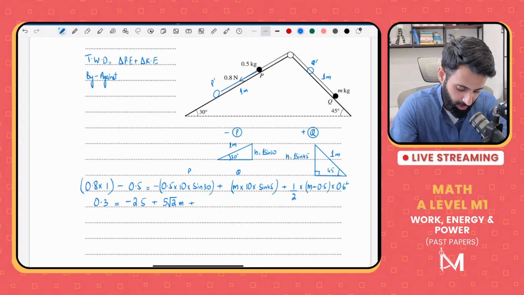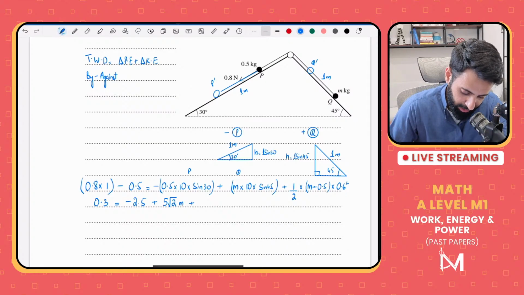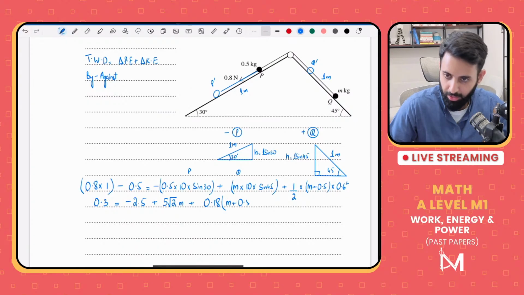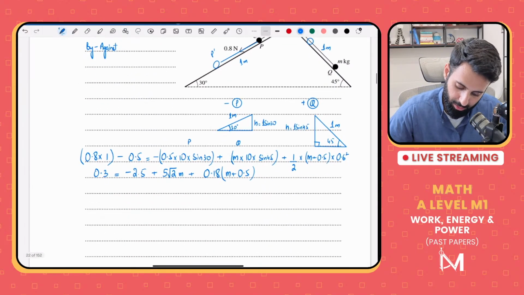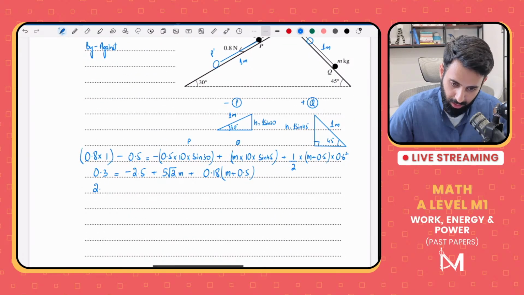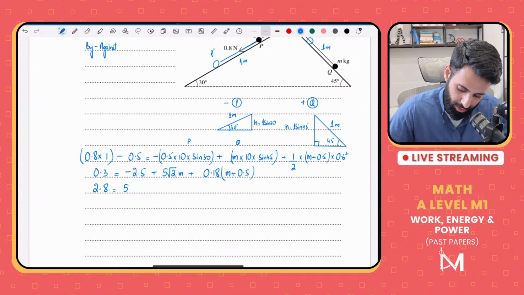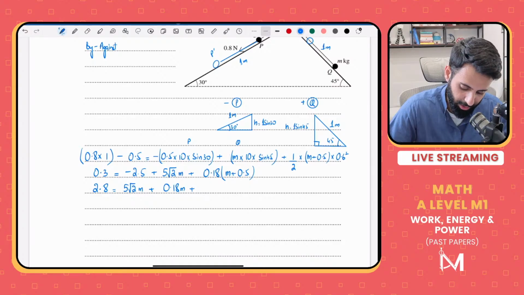plus 0.6 squared is 0.36, divide by 2, that's 0.18 into m plus 0.5. Okay, so we're almost there. Let's start adding this up. This is 2.8 is equal to 5 under root 2 m plus 0.18 m. And what's 0.18 multiplied by 0.5? That's 0.09.